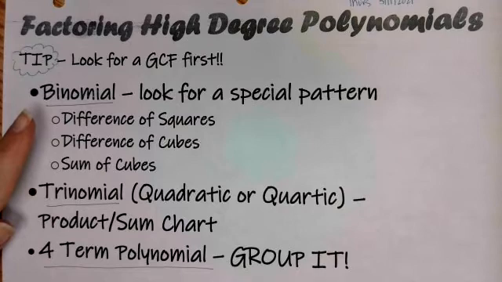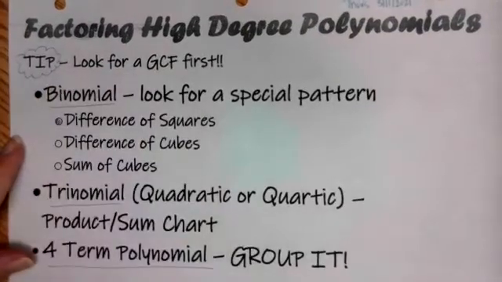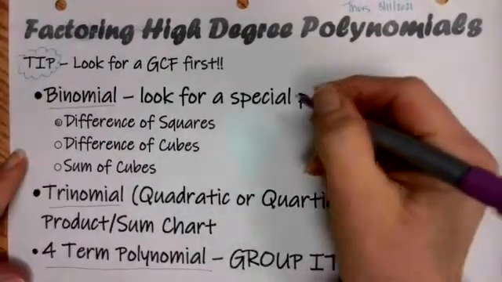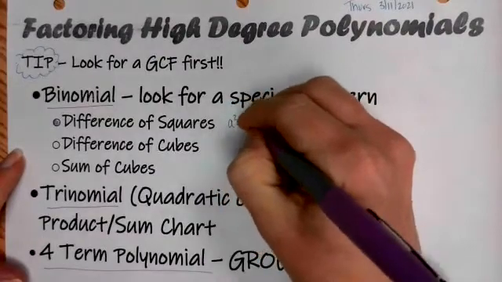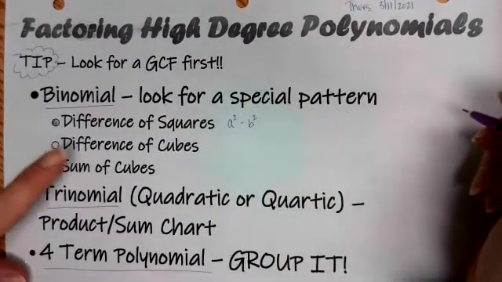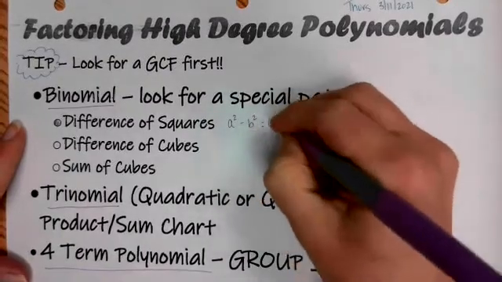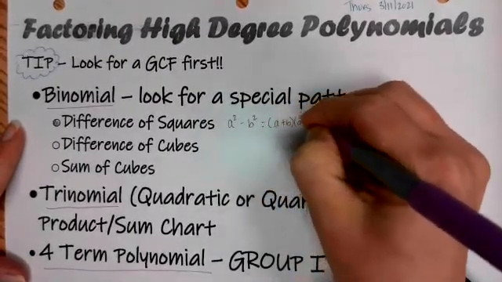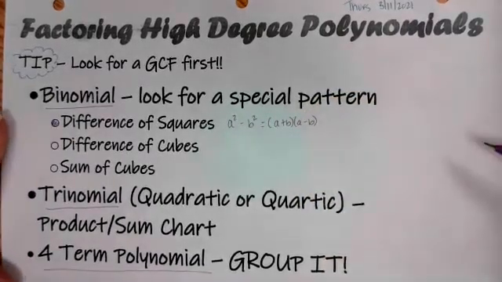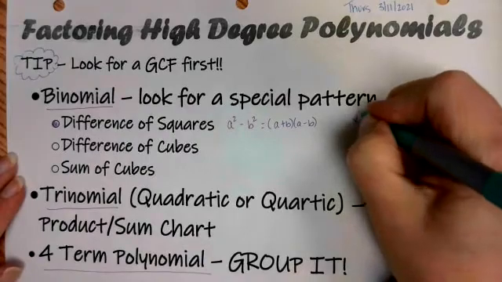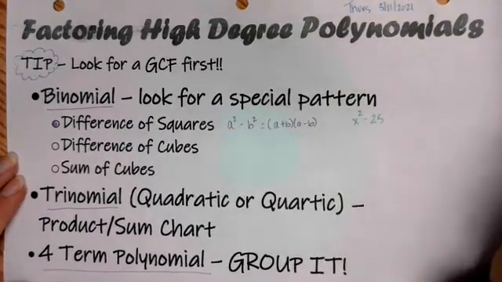So when dealing with binomials, we're going to look for a special pattern. And there are 3 formulas that we're going to go over in dealing with patterns. One of them, the difference of squares, you should be familiar with. If I have 2 terms that are both perfect squares and I'm subtracting them, hence the difference, it will always factor into the square root of those terms in a factor, one with the plus, one with the minus. So an example of this would be if I had x squared minus 25.